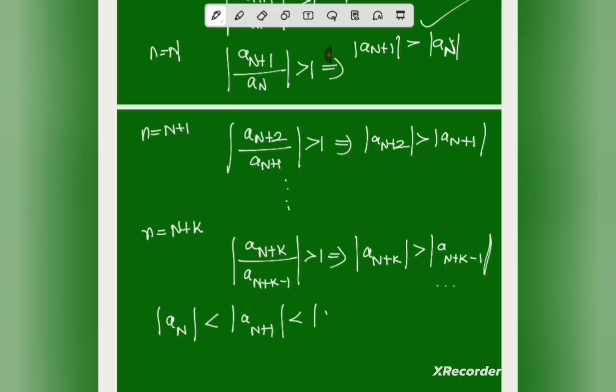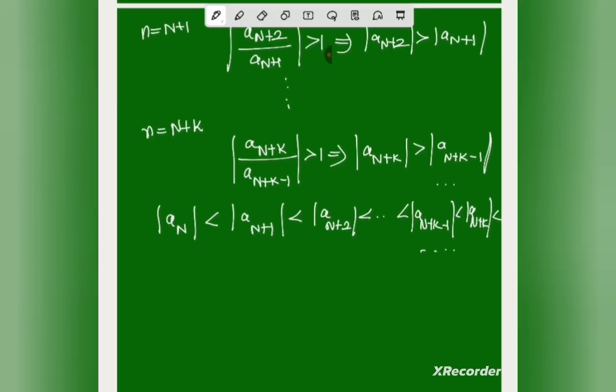This is less than modulus of a_{n+2}, this is less than, and so on. This is less than modulus of a_{n+k-1}, less than modulus of a_{n+k}, less than, and so on. So it will be going like this, which means you are getting the terms greater and greater.